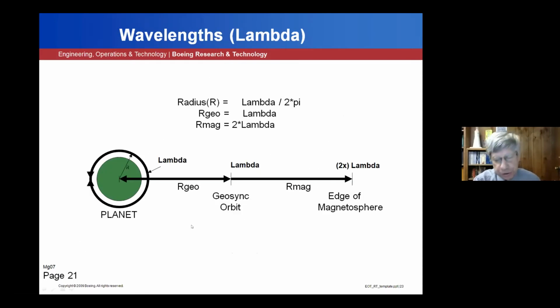Now this next chart, this is one of the most important ones in there. When you line up everything that you see going out from the center of the planet to geosync orbit, that turns out to be one wavelength. And if you go from geosync out to the edge of the magnetosphere, that's 2 wavelengths. So from the center of the Earth to the edge of the magnetosphere is 2 wavelengths. Now there's another interesting one, that the outside of the planet, which includes everything, is also 1 wavelength circular.